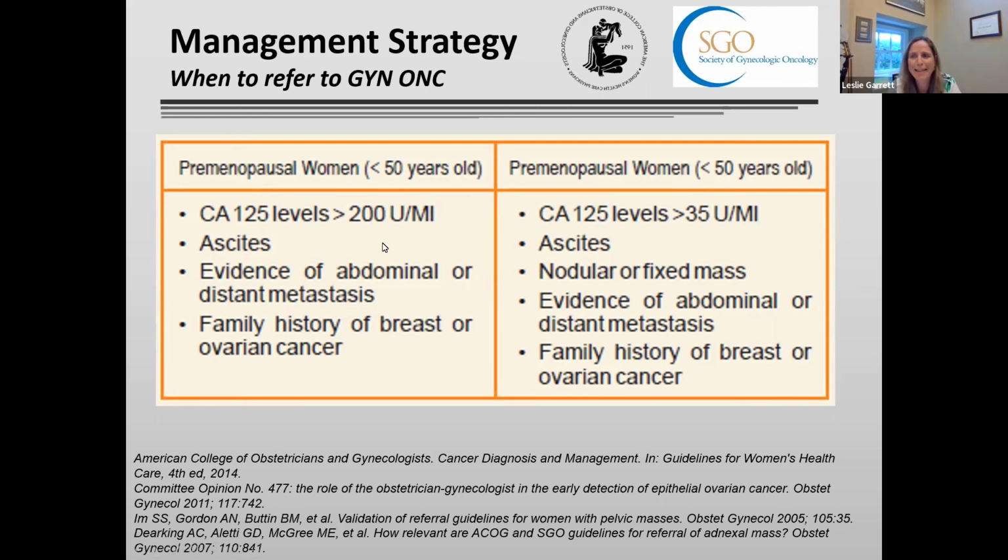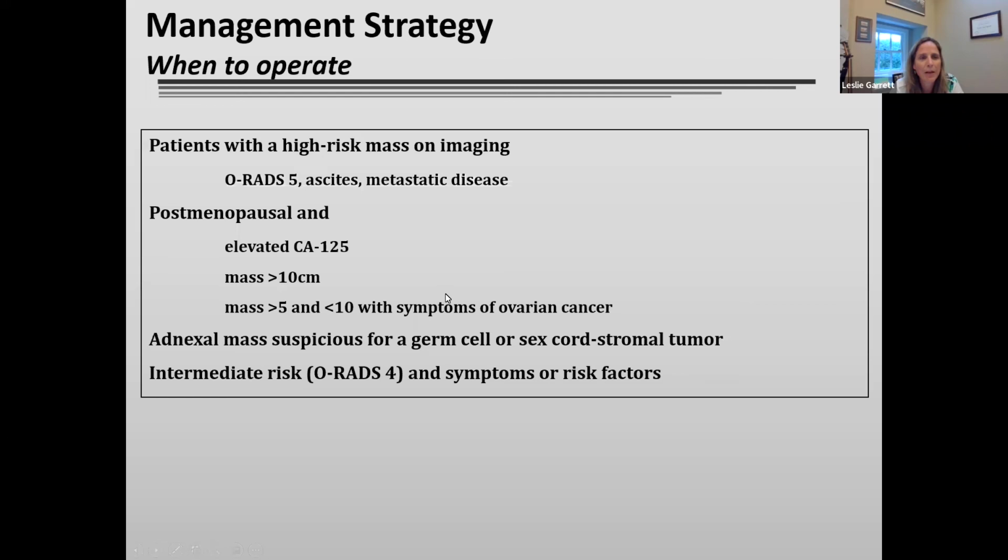So in general, when are you operating on patients? When are you observing? When are you referring? When are you not? So that's really what we need to decide. I think the obvious stuff, you have a patient with a hot O-RADS 5, they've got metastatic disease, this patient's going to GYN oncology and most likely is going to the OR. Same thing if you're postmenopausal and you have an elevated CA-125, you have a mass, even the simple that gets greater than 10 centimeters, now you really need to look at that cyst lining to determine benign versus borderline versus malignant.